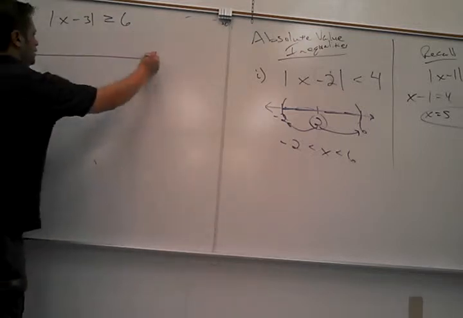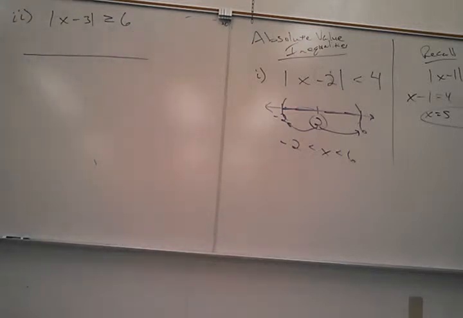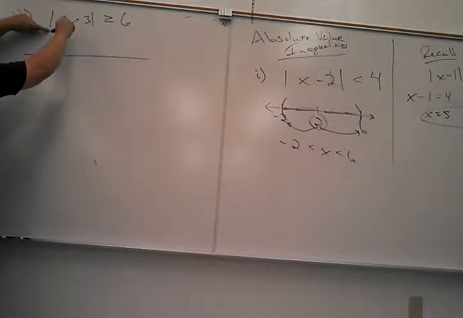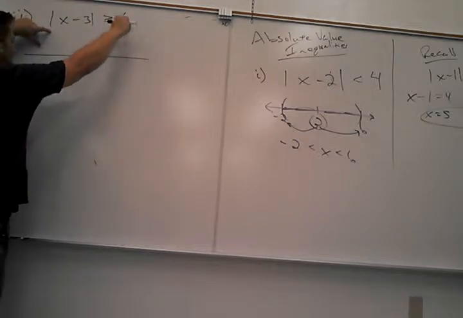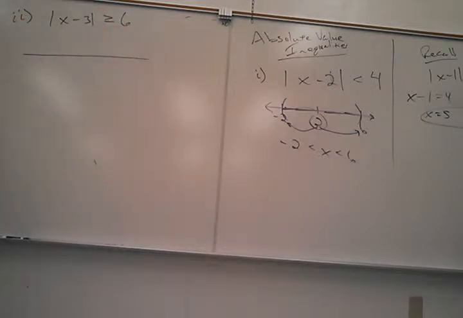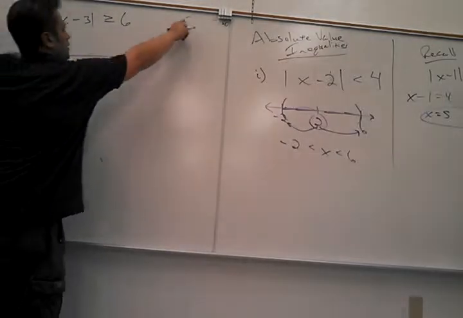Alright, so where would I start on this problem? And what would be right in the middle? 3. So the distance between some number and 3 has to be at least 6. Right? So the judge says you must stay at least 6 feet away. That's the weirdest restraining order ever. But we're going to work with it.